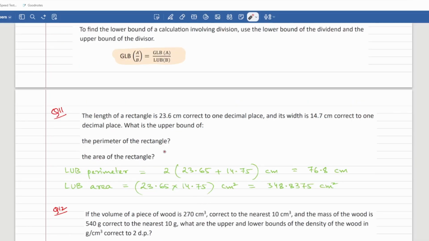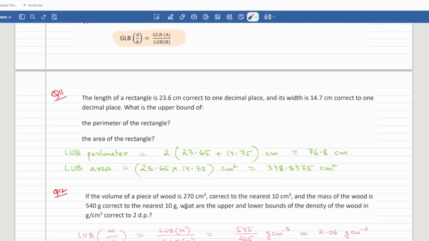A problem illustrating the formula for division rules. If the volume of a piece of wood is 270 centimeter cube to the nearest 10, okay, not nearest 0.5, to the nearest 10, and the mass is 540, correct to the nearest 10, find the upper and lower bounds of the density. Density is equal to mass by volume, right? So the upper bound for this would be 550, the lower bound would be 530, the upper bound for this would be 280, and the lower bound would be 260. Use that, calculate your answers.